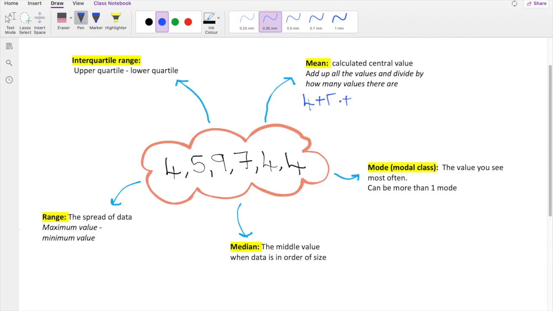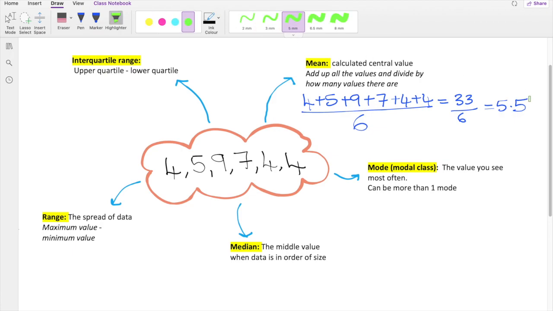First step always is to add the values that you've been given. If I add them up, I get 33, and I need to divide by how many values I have, which is 6. 33 divided by 6 is 5.5. The mean can be a decimal. Therefore, the mean is 5.5.